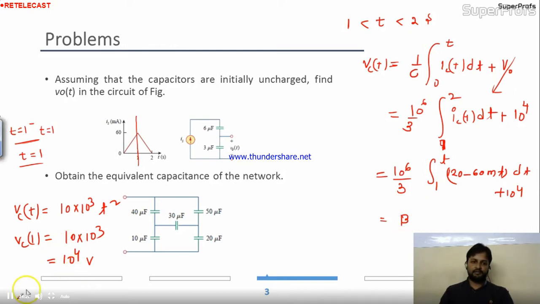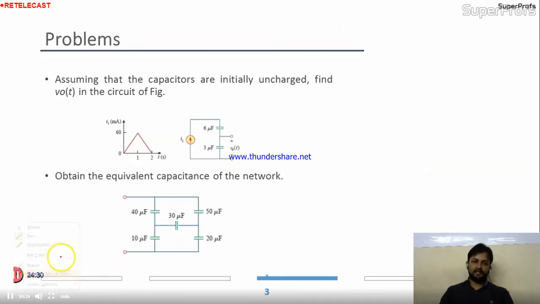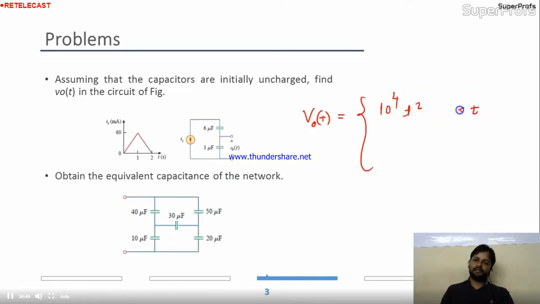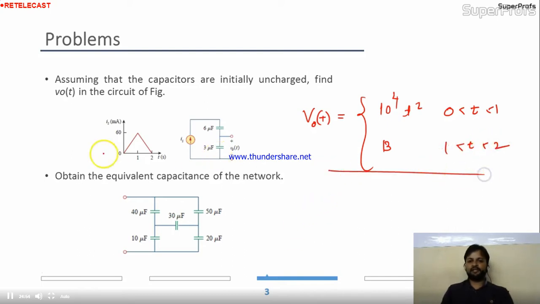So your final answer for this question will be the voltage V naught t across the capacitor 3 microfarad is 10 to the power 4 t square when t is 0 to 1, and whatever value you got, B, when t is 1 to 2. This is nothing but your answer for this question. I hope it's very clear to you.